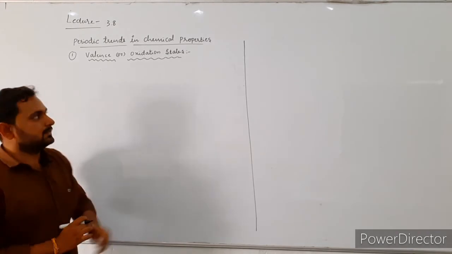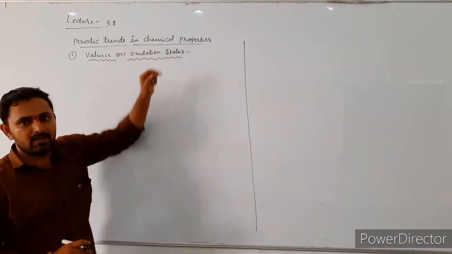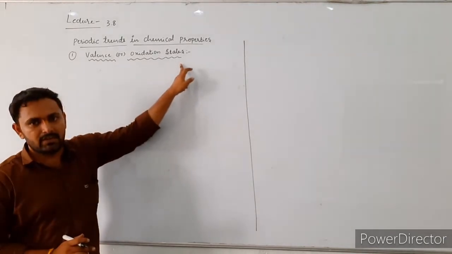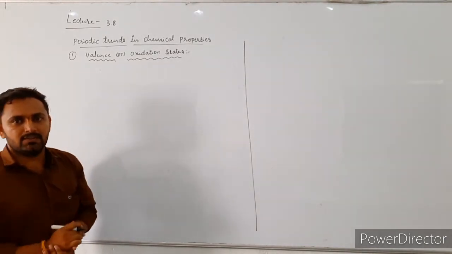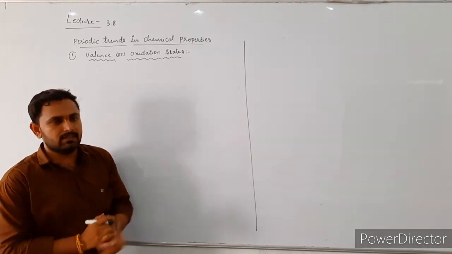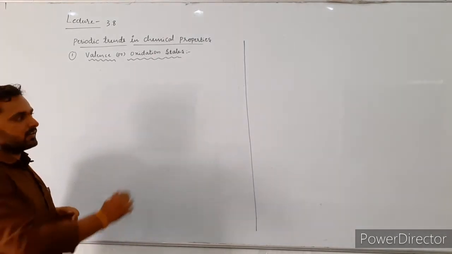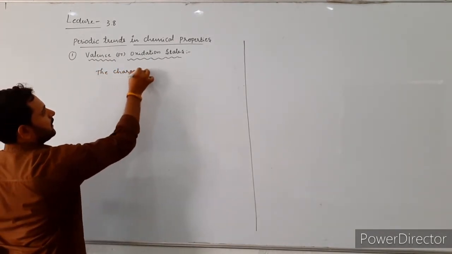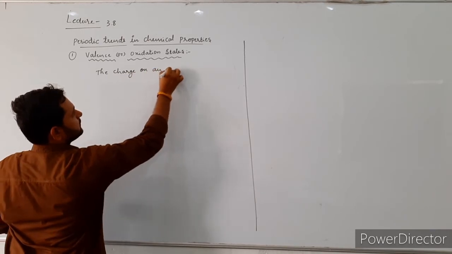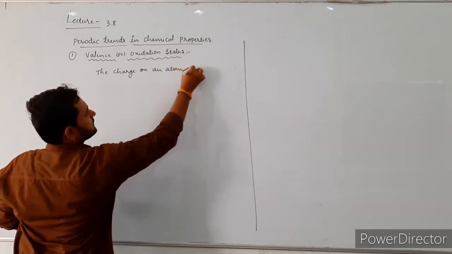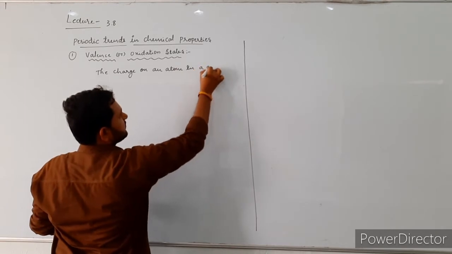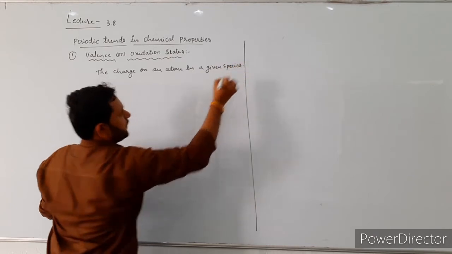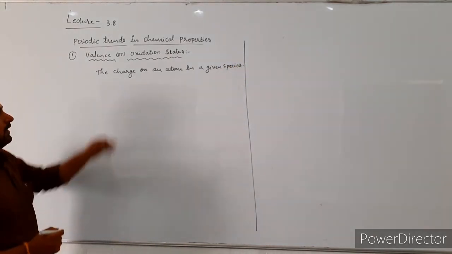The next concept is periodic trends in chemical properties. The first one, valence or oxidation state. What is oxidation state? The charge on an atom in a given species is called oxidation state or valence.